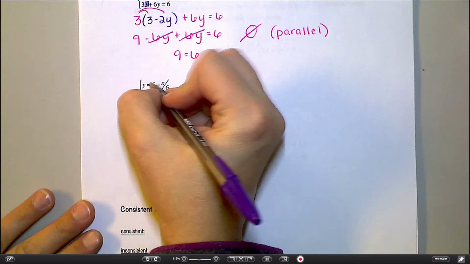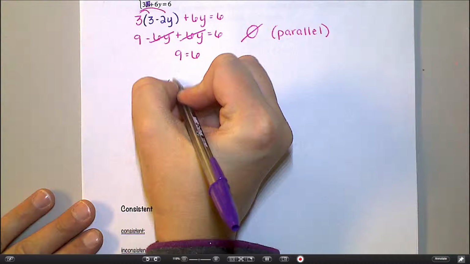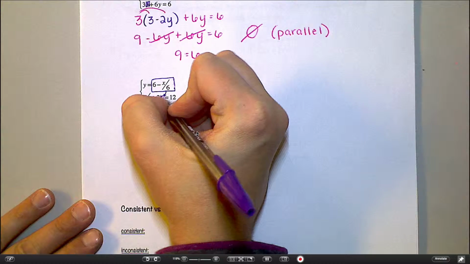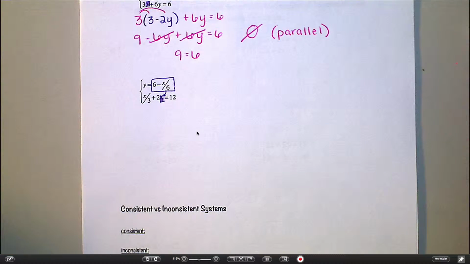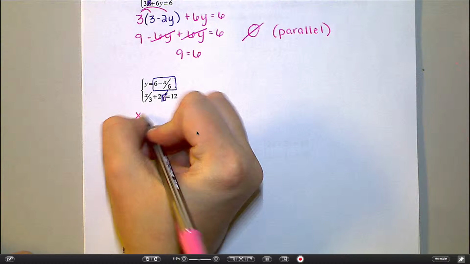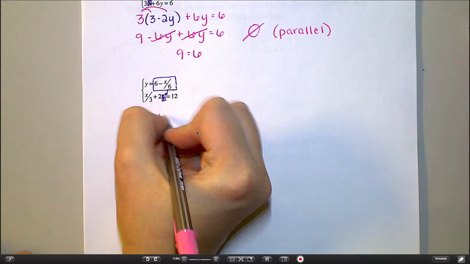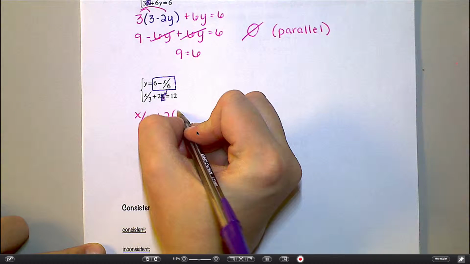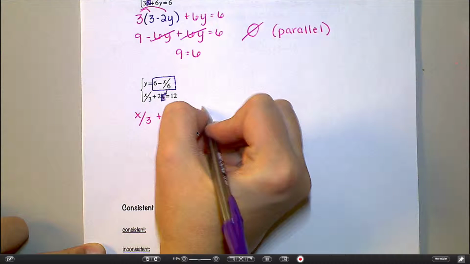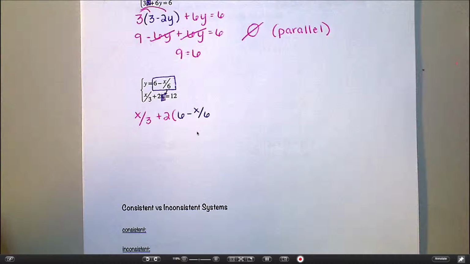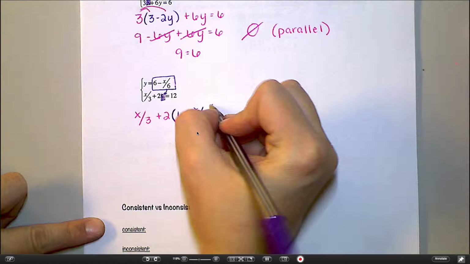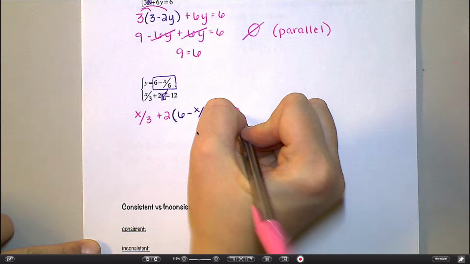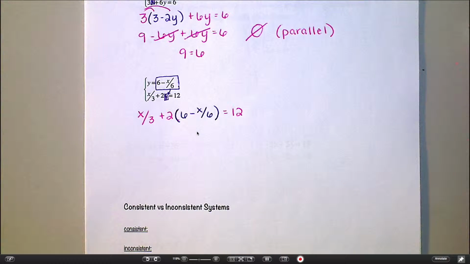So I have y equals (6 minus x) over 6. I'm going to plug that in place of y down here. So now this equation down on the bottom says x over 3 plus 2 times (6 minus x over 6) equals 12.